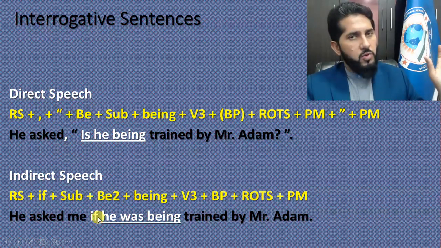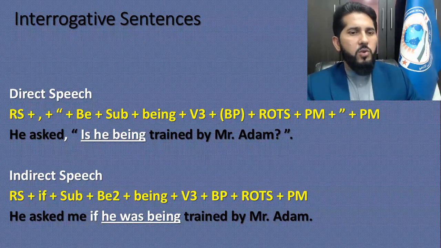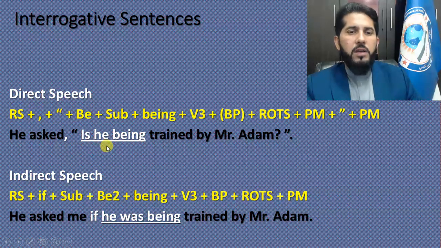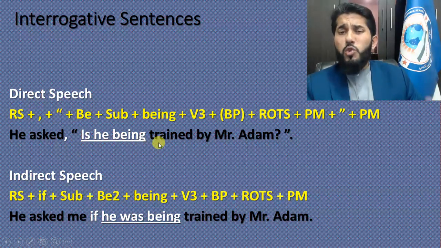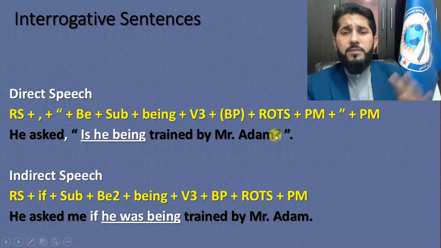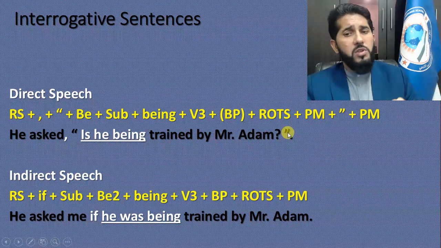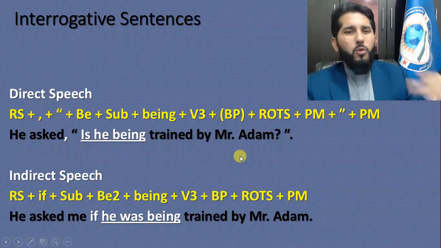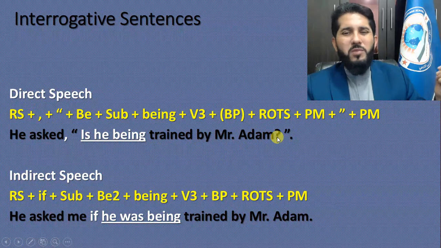Or weather. You can use the word weather as well. But if is very common. Okay, so look at the example. He asked, question marks started here, "Is he being trained by Mr. Adam?" Question mark, and then quotation marks are closed here, and then the punctuation mark, I mean the period, outside. So once again, inside quotation marks, we need a question mark because this is somebody else's sentence.